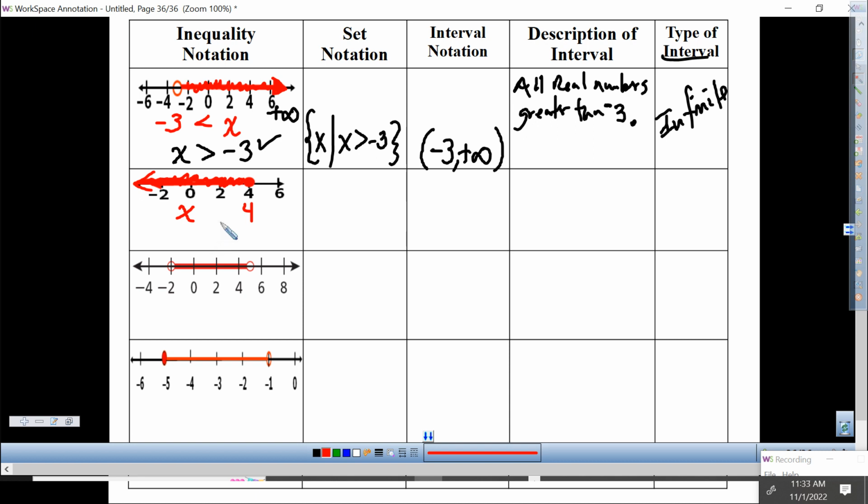Okay? Question. What are all these numbers compared to 4? Less than. And is this a solid point? Yes, so that has an equal sign. So, let's write our solution set for this one. Set notation: x such that x less than or equal to 4.